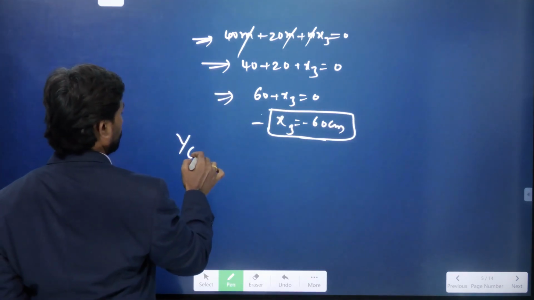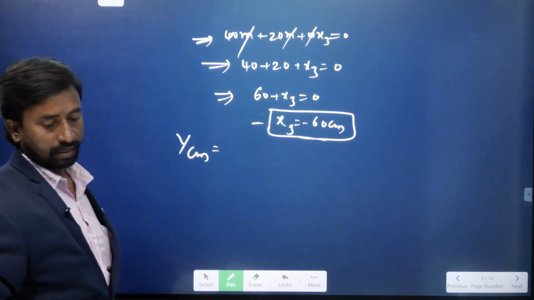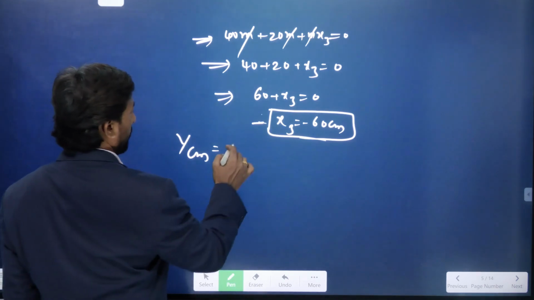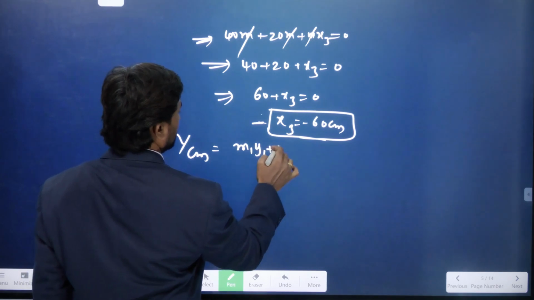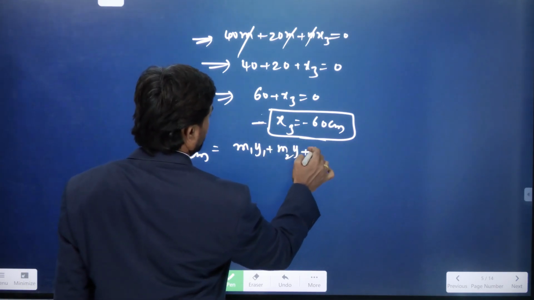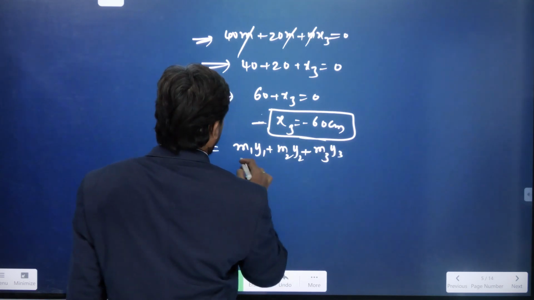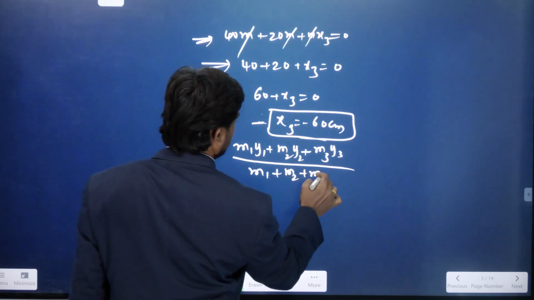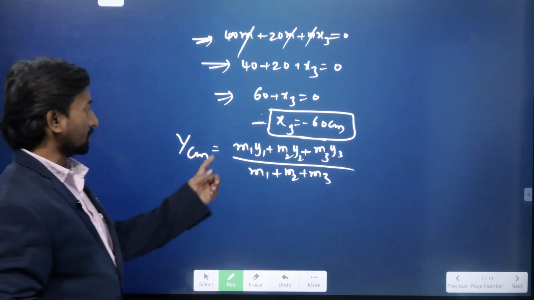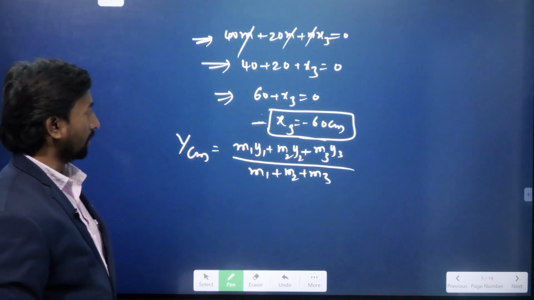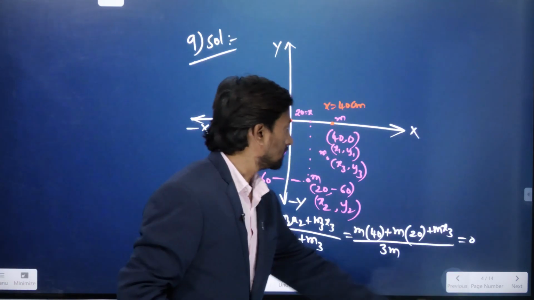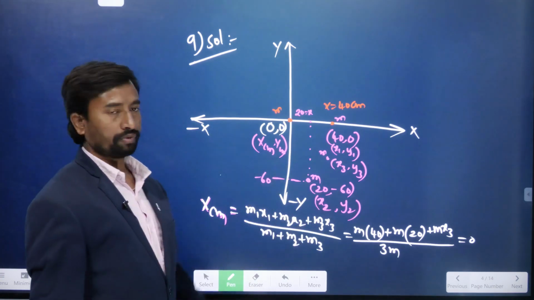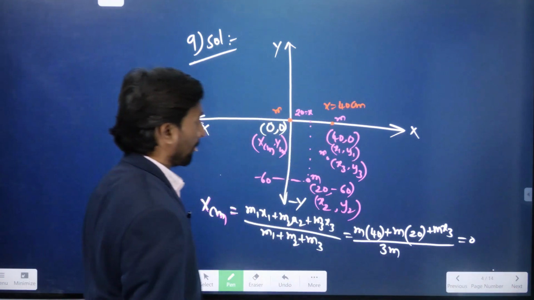Now we should find ycm. ycm is equal to (m1 y1 plus m2 y2 plus m3 y3) divided by (m1 plus m2 plus m3). The masses are the same, and we have y1, y2, y3. Here y1 is 0 and y2 is minus 60, and y3 we have to find out. Okay, so now see there.